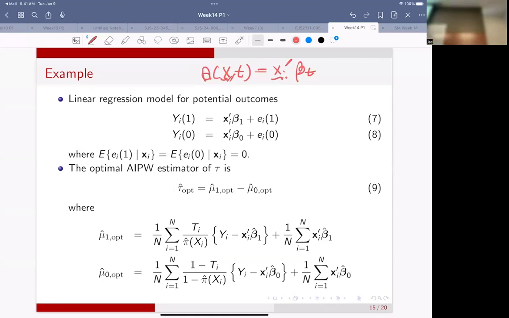So prediction plus bias correction, or start with IPW and then add augmentation.